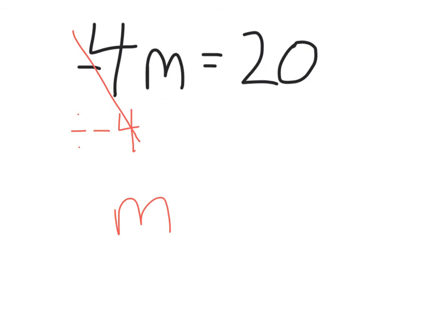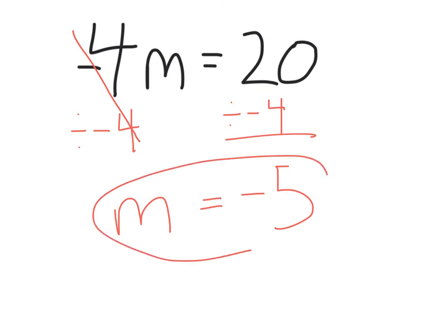Now we also need to do both sides of the equation. So if I divide by negative 4 over here as well, I have negative 20 divided by negative 4, which is 5. Let me correct that: 20 divided by negative 4 is negative 5, and a solution of m equals negative 5. If I check that out with our original, negative 4 times m, negative 4 times negative 5, does indeed equal 20.